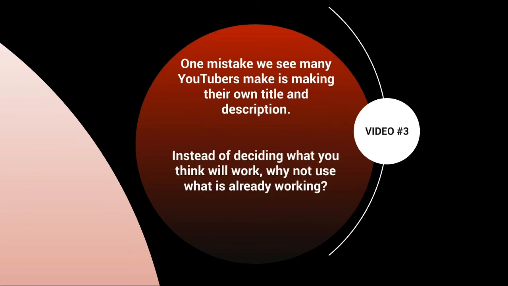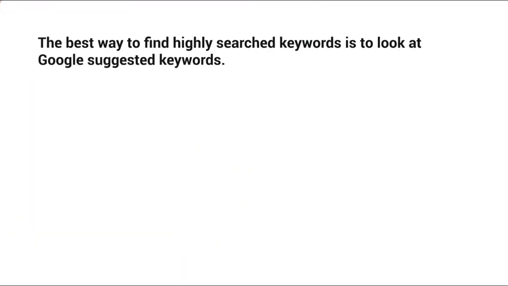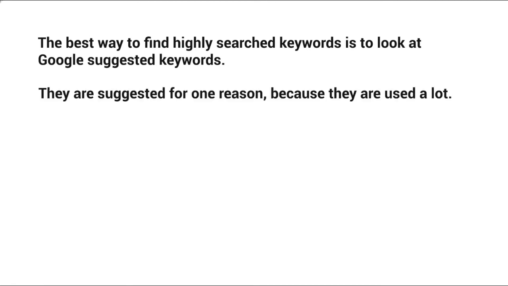But instead of deciding what you think will work, why not use what is already working and do some simple keyword research that's not going to take a lot of time, and this way you'll be able to have the right information that will help you rank on the right keywords. Now the big question is, well, how do I find these keywords? So the best way to find highly searched keyword terms is to look at the Google suggested keywords. And they are suggested for one reason, because they are used a lot. So let me show you how to find them and what they look like.